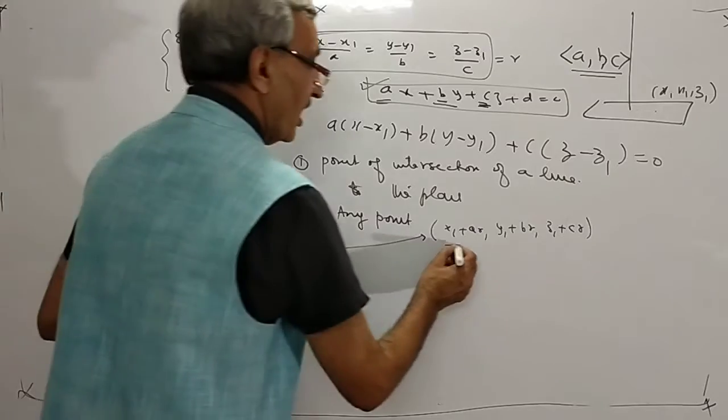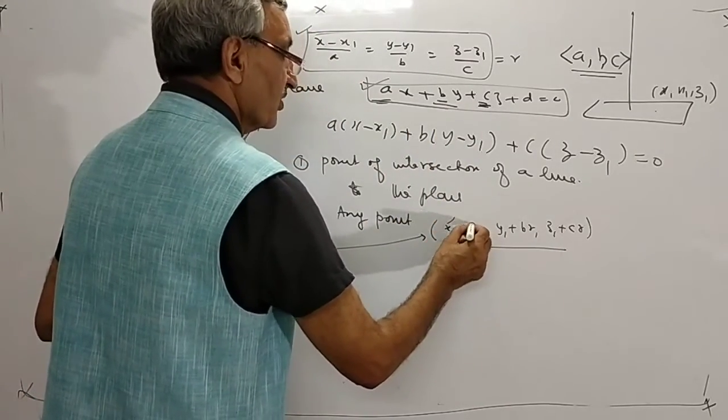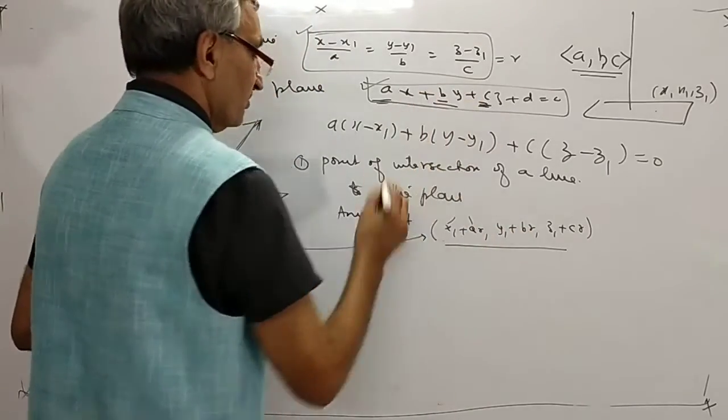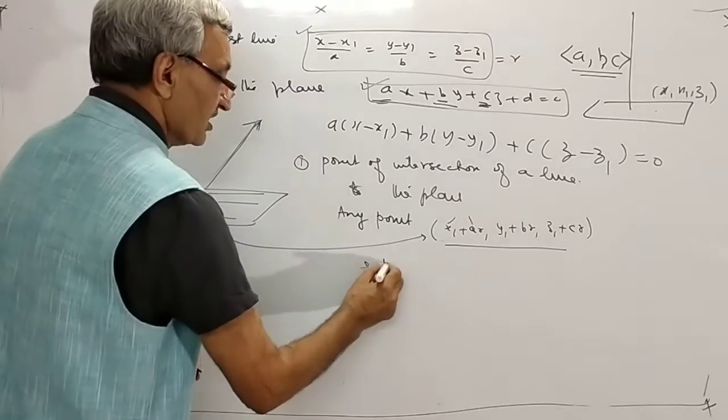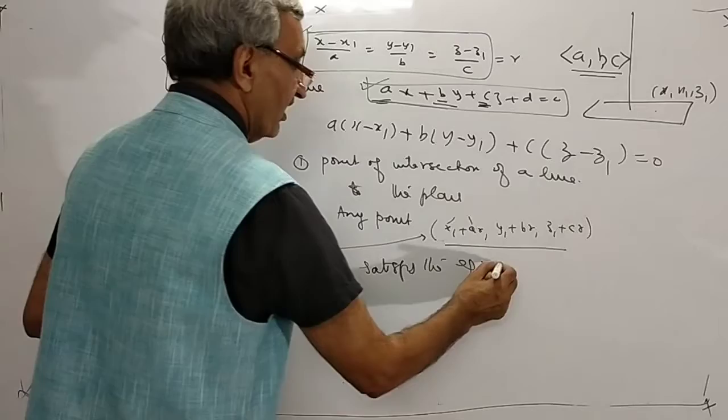And this point is now going to satisfy. This is known to me, this is known to me, all are known to me except the r. This satisfies the equation of the plane. Satisfy the equation, and get the value of r.